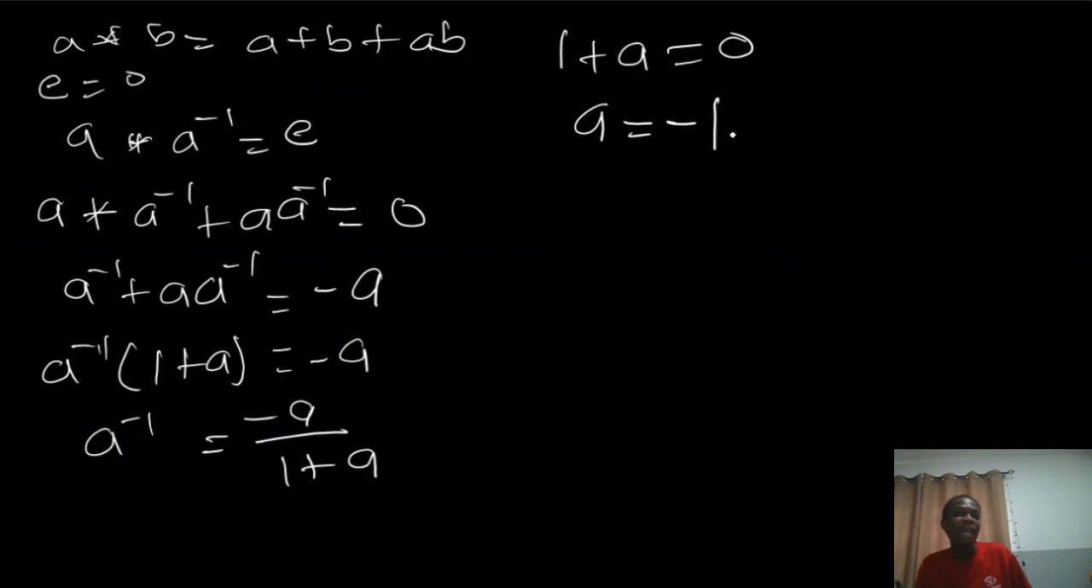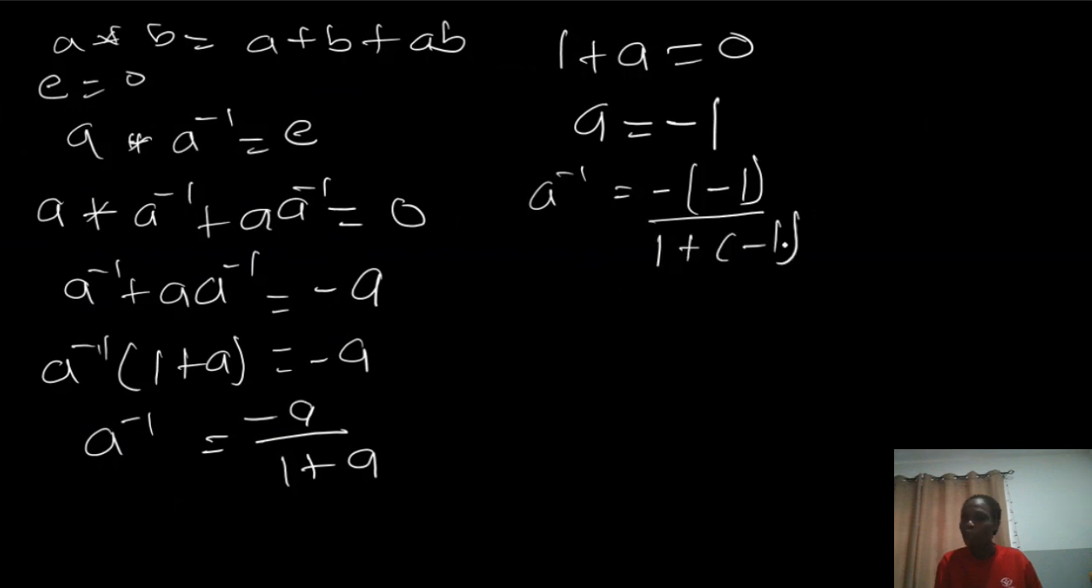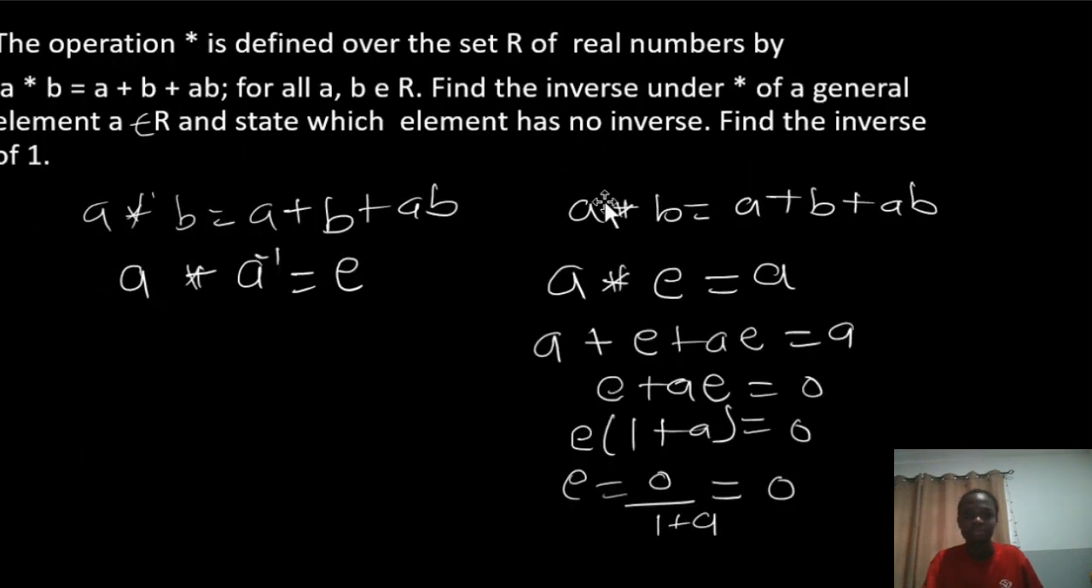So it means for the element negative 1, we don't have an inverse, because if you come and put negative 1 here, our A inverse will be equal to negative 1 all over 1 plus negative 1. So here we end up getting 1 over 1 plus negative 1, which is 0, and 1 over 0 is undefined. So we can't get an inverse for the element negative 1.